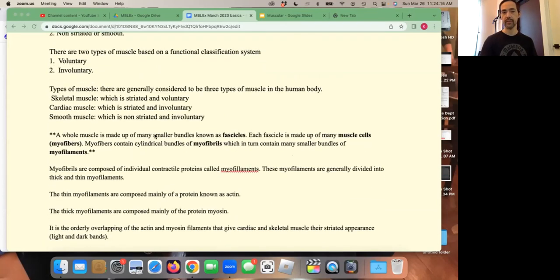A whole muscle is made up of many smaller bundles known as fascicles. Each fascicle is made up of many myofibers. Myofibers contain myofibrils. Myofibrils contain myofilaments. Fascicles are made of muscle cells, myofibers. Myofibers are made of myofibrils. Myofibrils are made of myofilaments. Myofilaments are made of actin and myosin.